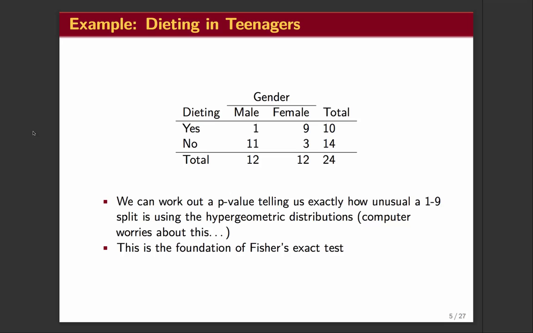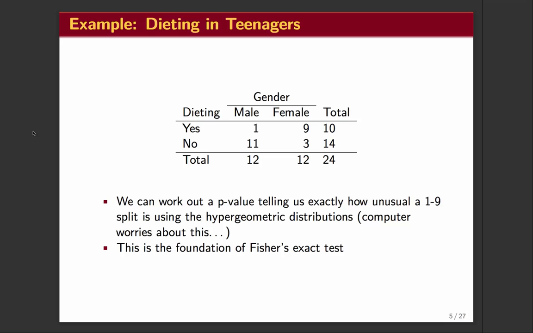So we can work out a p-value that tells us exactly how unusual a 1-to-9 split is. Don't worry about how this is going to happen. Again, it's nice to have the point where we can say the computer worries about certain things. We deal with something called a hypergeometric distribution, and again, you don't need to worry about that. But this is the foundation of Fisher's exact test.